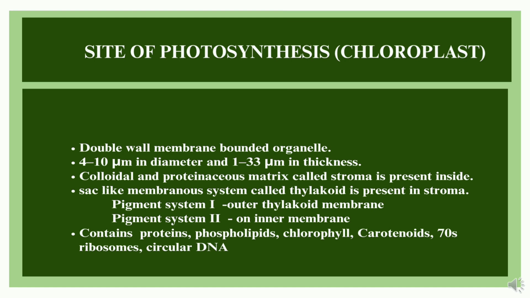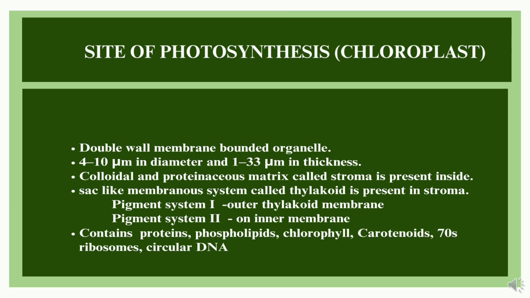The photosynthesis reaction occurs in the chloroplast of plants, which is a double wall membrane bounded organelle. It is usually 4 to 10 micrometer in diameter and 1 to 33 micrometer in thickness. The stroma is present inside the chloroplast, and within the stroma a thylakoid is present.